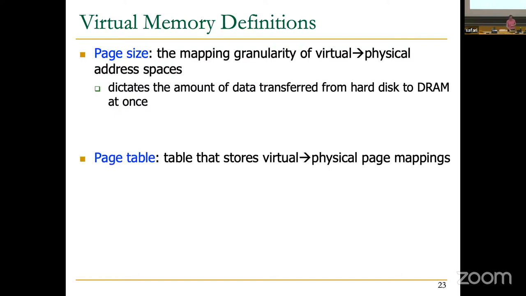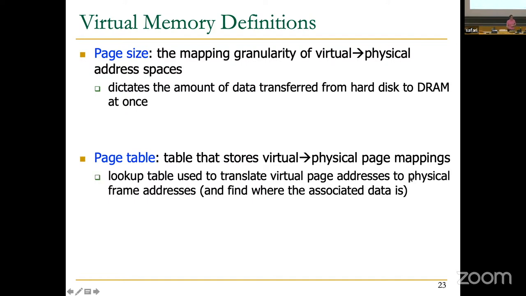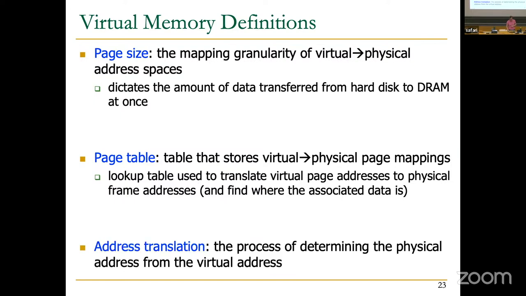Okay, the page table is the table that stores virtual to physical page mappings. It's essentially a lookup table. Basically, it's used to translate virtual page addresses to physical frame addresses and find where the associated data is, essentially. An address translation is the process of determining the physical address from the virtual address. So hopefully these are clear.